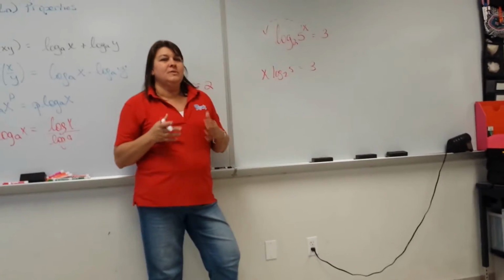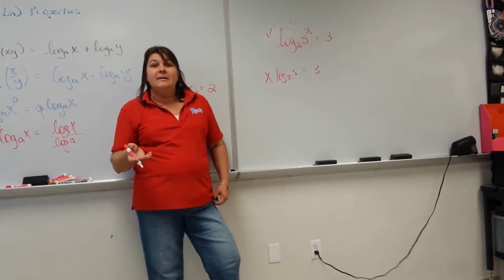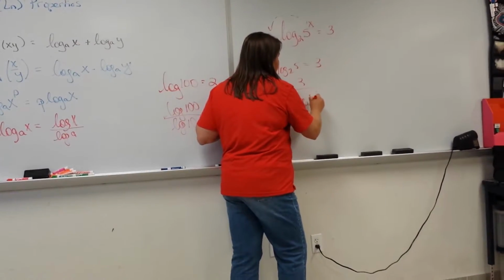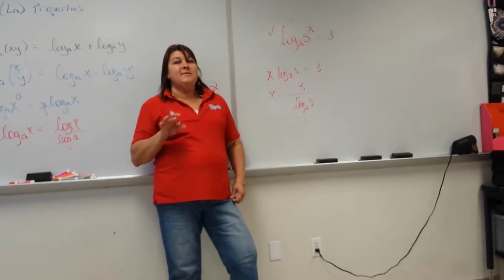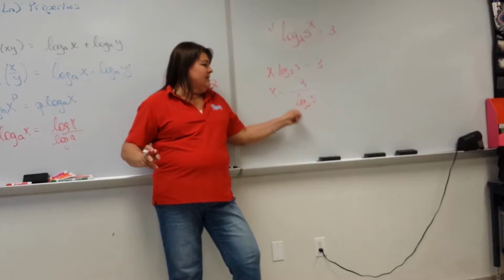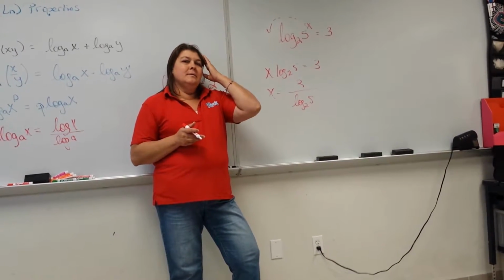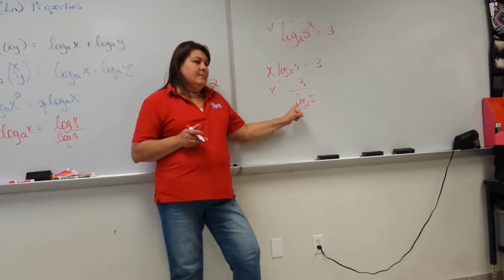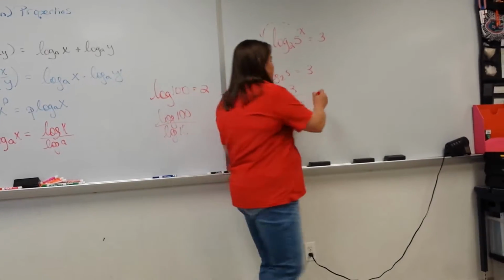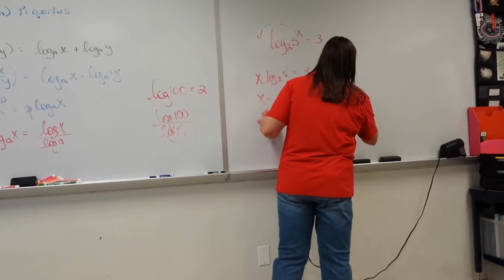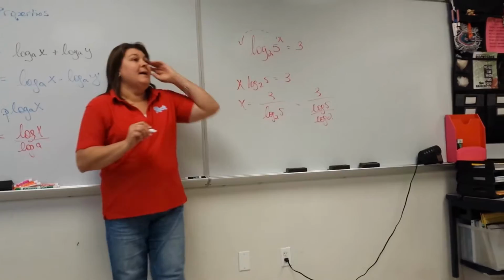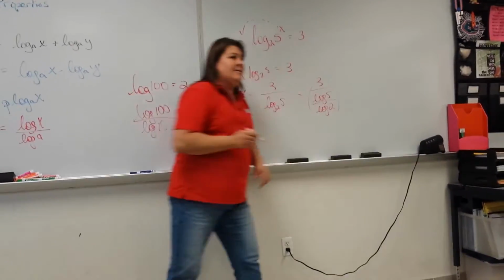Now, what naturally should we do? Divide by log base 2 of 5. So we have x is equal to 3 divided by log base 2 of 5. Well, log base 2 of 5 is not a pretty one, right? 2 to what power is 5? I don't know. So how do I rewrite this so I can actually use my calculator? The change of base: log 5 divided by log 2. So I've got 3 over log 5 divided by log 2. Does that make sense? Yeah, so 3 divided by that stuff.